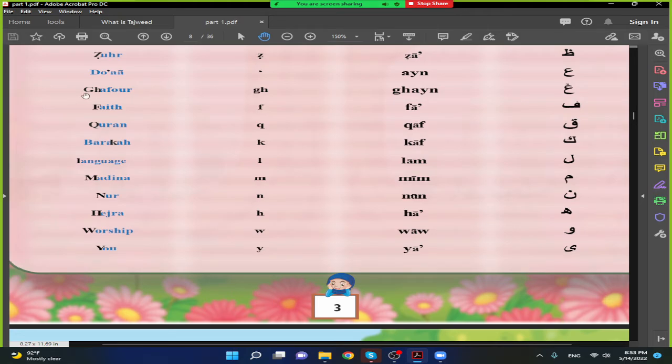What is this word? Ghafoor. Say after me. Ghafoor. Together. Don't break on this. Instead of saying four, we say foo, because in Arabic there is nothing pronounced like that. Ghafoor. Say again.